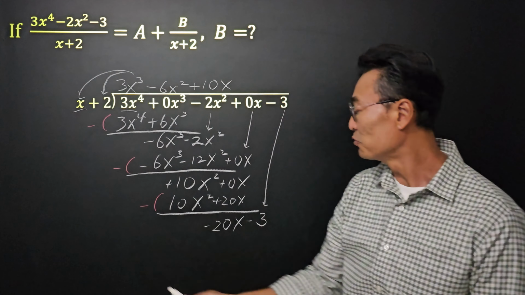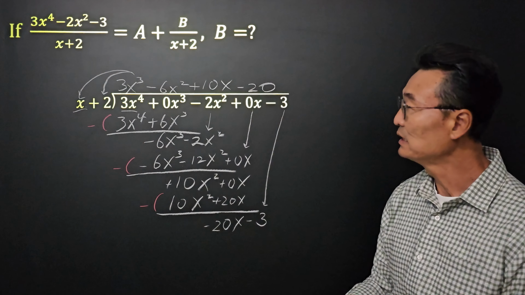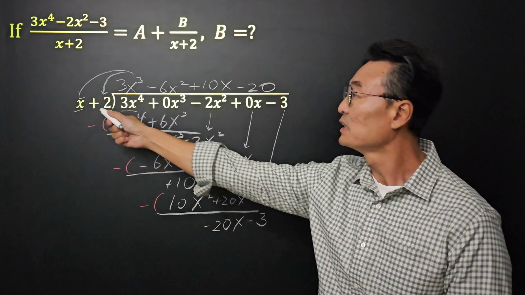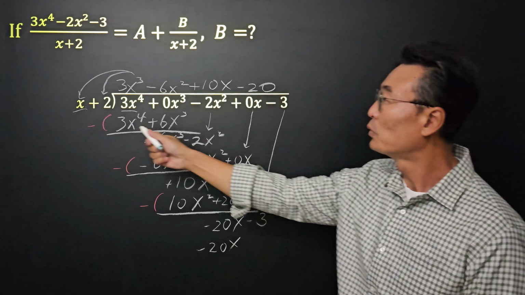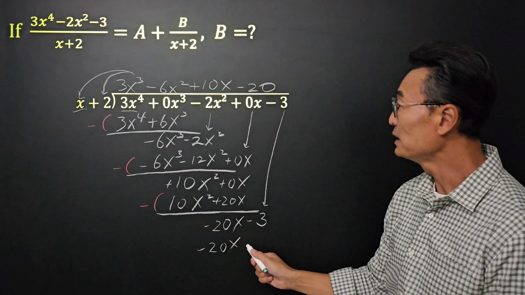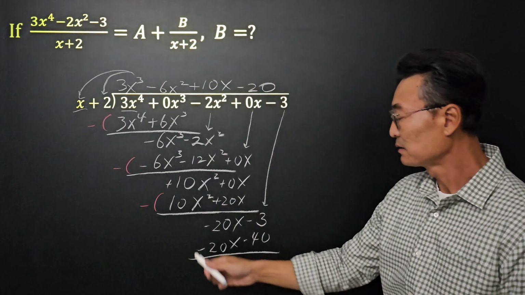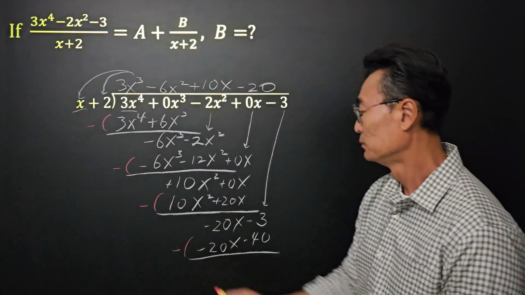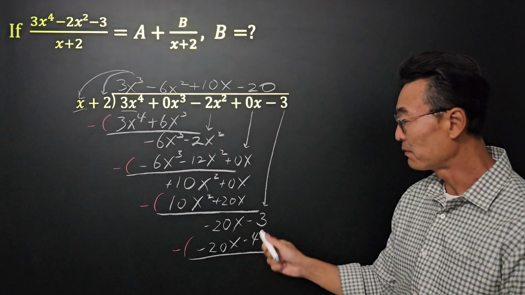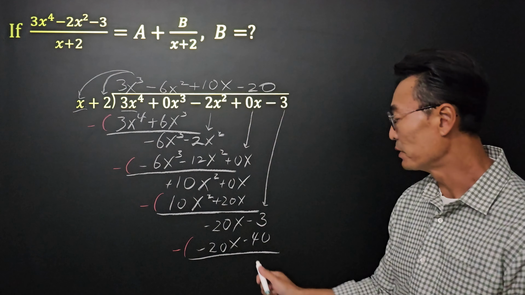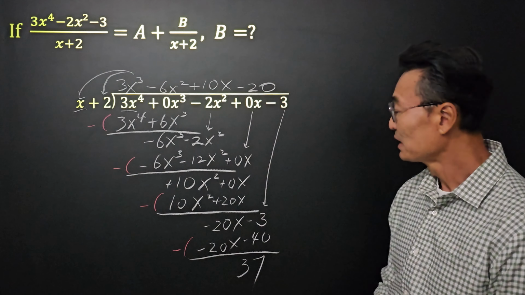Finally, we're going to be taking down that negative 3, put it right there. Again, x times what gives us negative 20x? And the answer is negative 20. So then we get negative 20 times x is negative 20x. Negative 20 times 2 will be negative 40, where we subtract. Then negative 3 minus a negative 40 will be a positive 37.